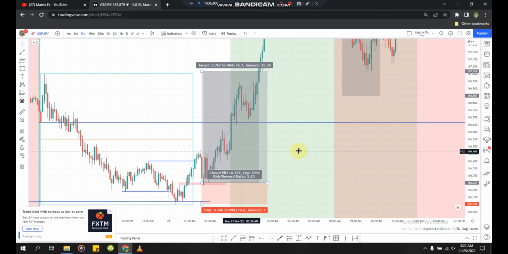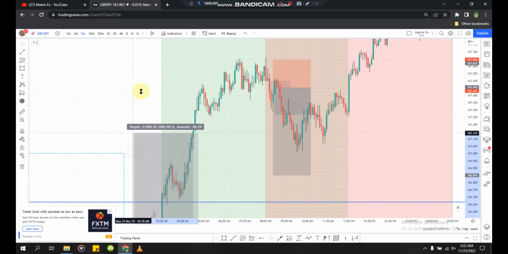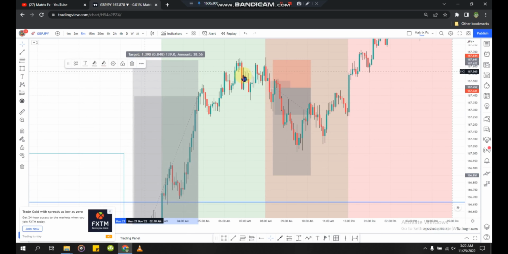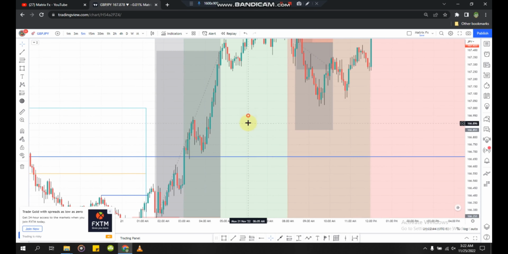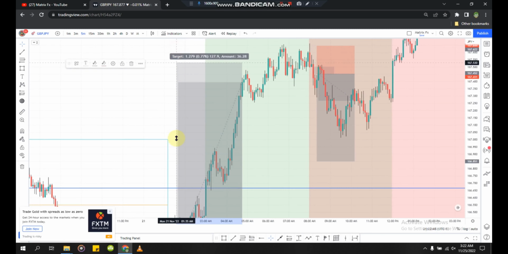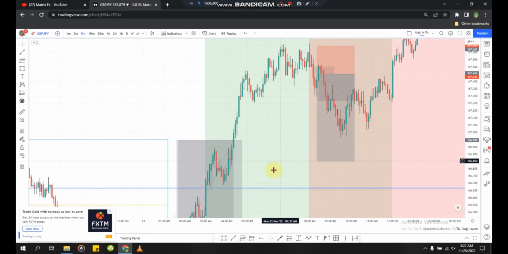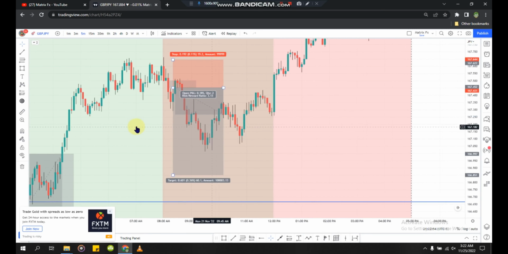So let's assume you caught this, lucky you. If you didn't, no problem. For those who caught it, I think this would have been like a 1:2, like 1:9. But our target is an obvious liquidity, which is the Asian high, and you'd have gotten a 1:5. I think that is also good.